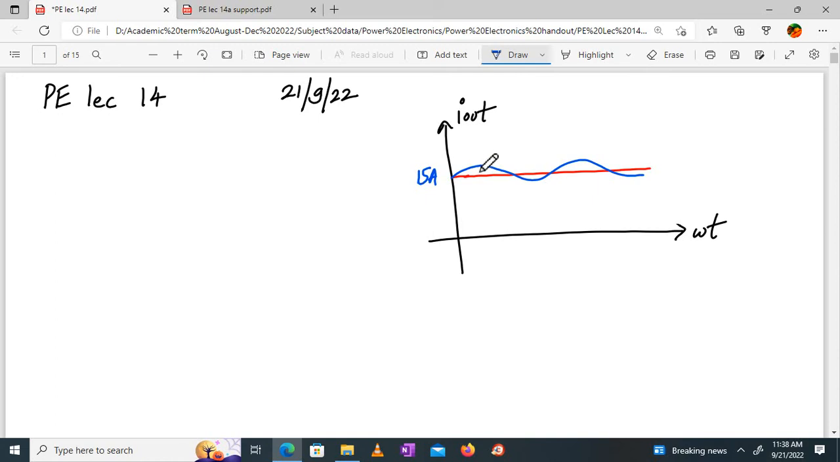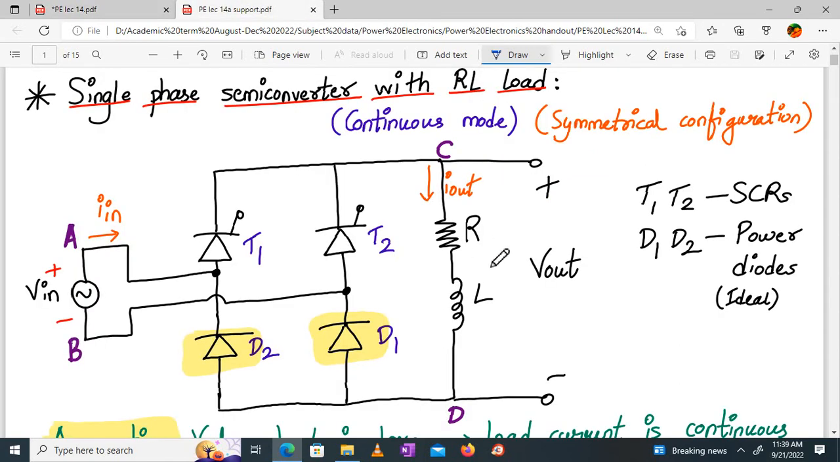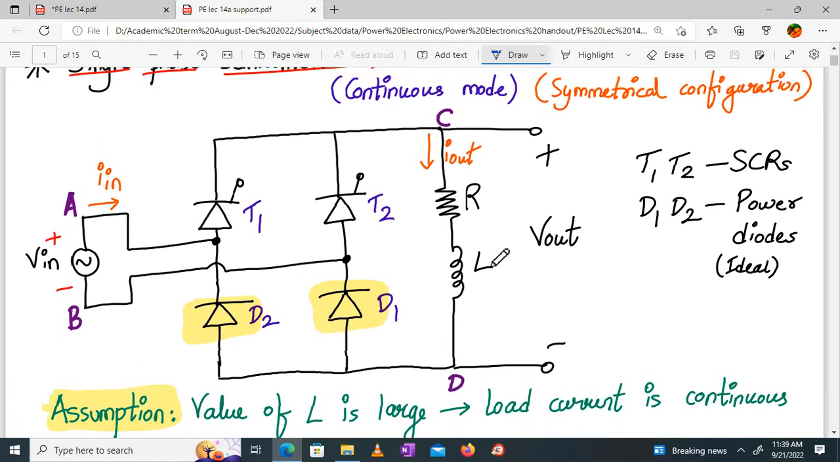Now what do you mean by fluctuation? This positive peak might be 15.1 ampere, and this negative peak, which is going down, might be 14.9. So the variation from 15.1 to 14.9 is treated as continuous. This happens when the value of L is very high. For all practical purposes, the continuous mode of operation is preferred. Is that fine?